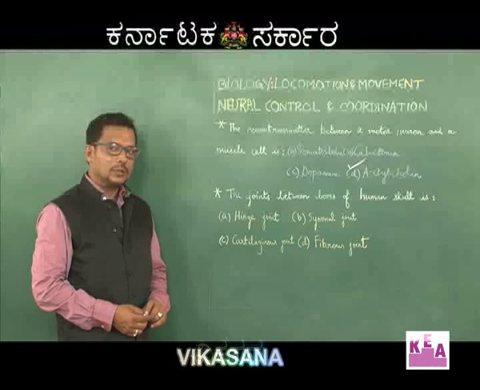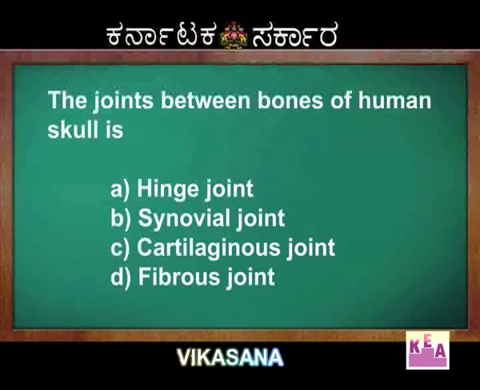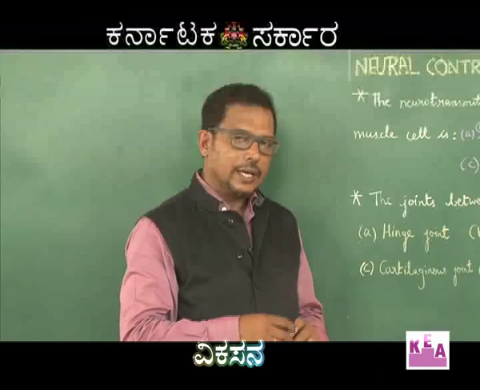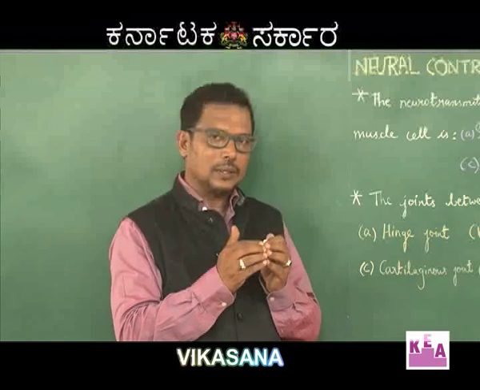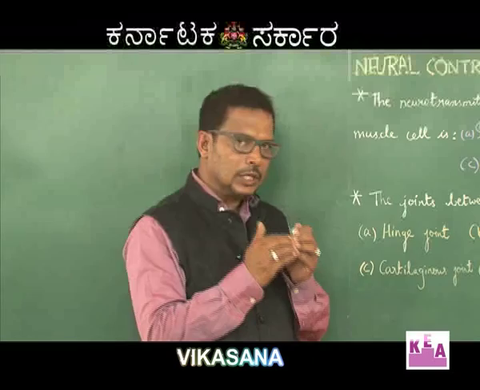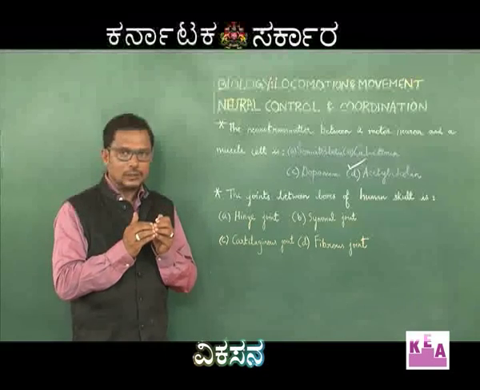Next question related to the joints. The joint between the bones of the human skull is: the human skull consists of 8 cranial bones. Cranial bones are attached to each other with the help of a thick fibrous tissue. It cannot move, it is an immovable joint.